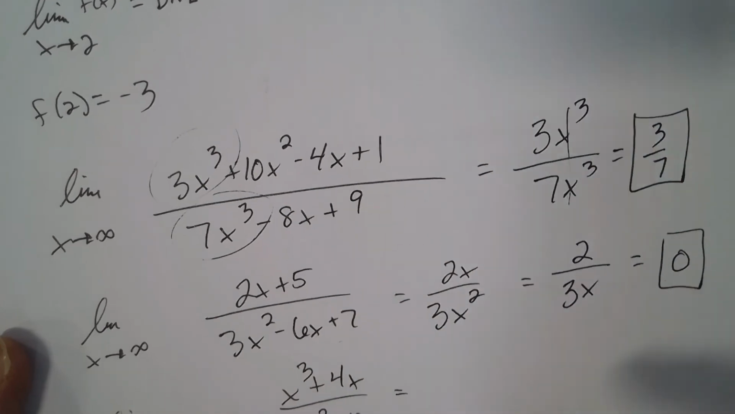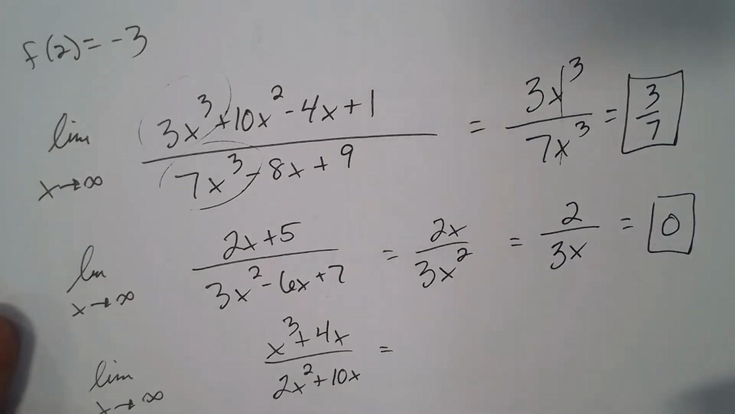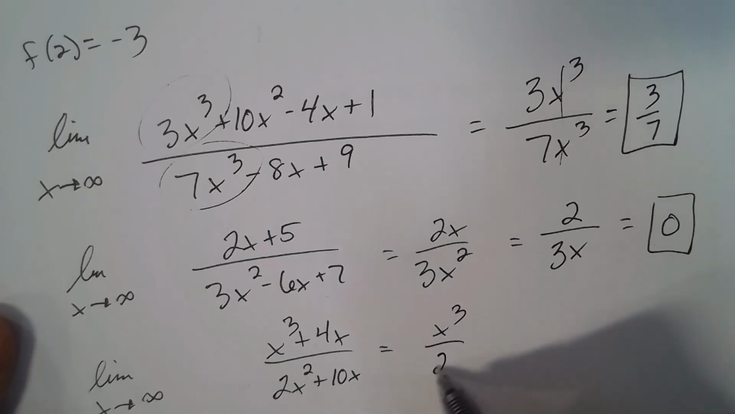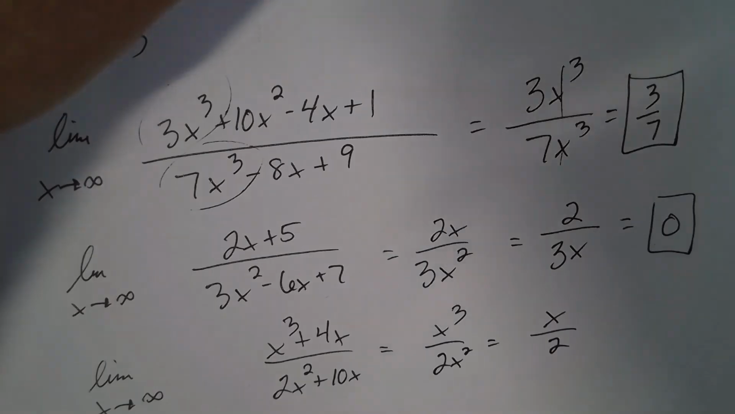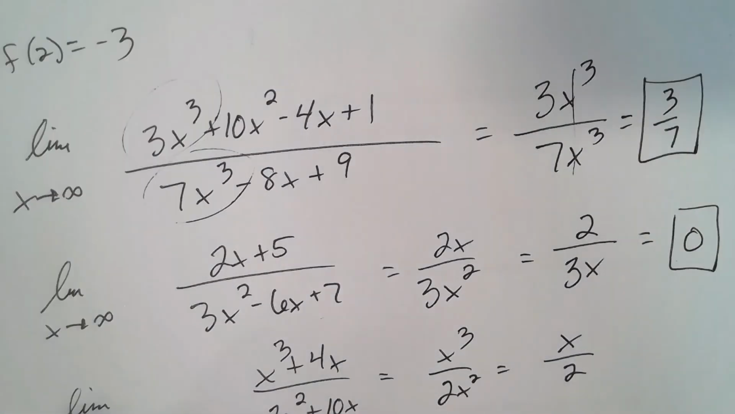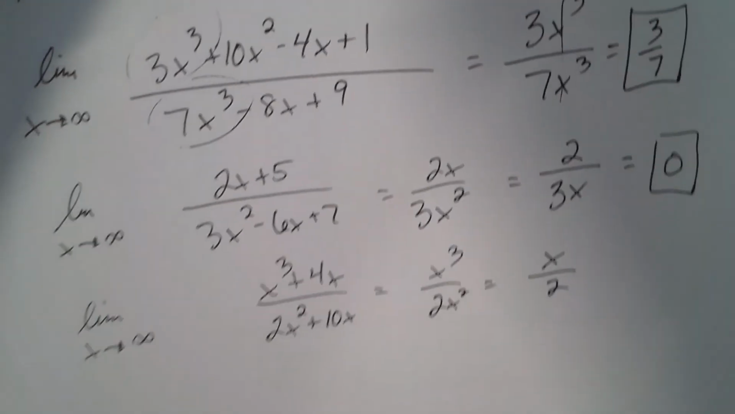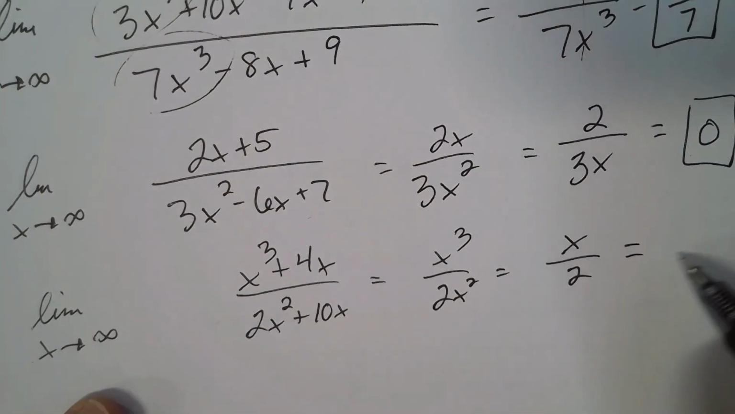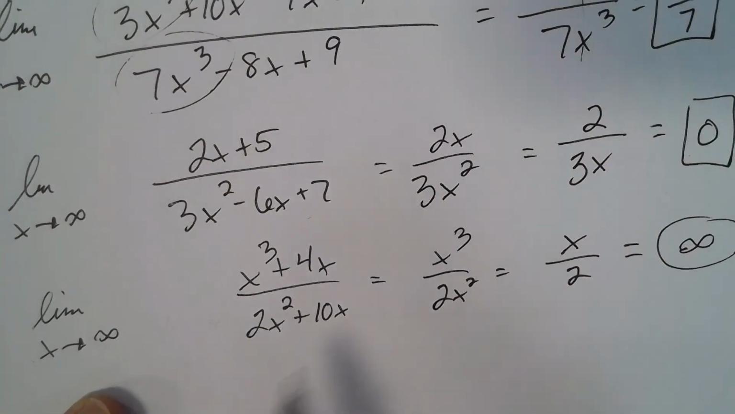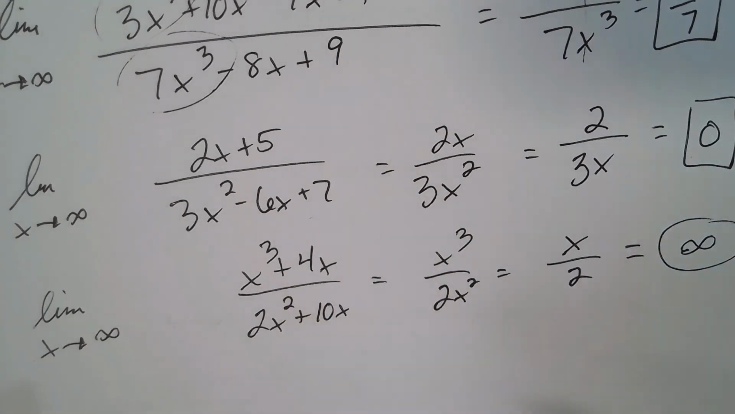So the end behavior model for this one would be x cubed over 2x squared, which is x over 2. And what happens to x over 2 as x goes to infinity? It goes to infinity. The larger degree term is on the top, so it goes to infinity.